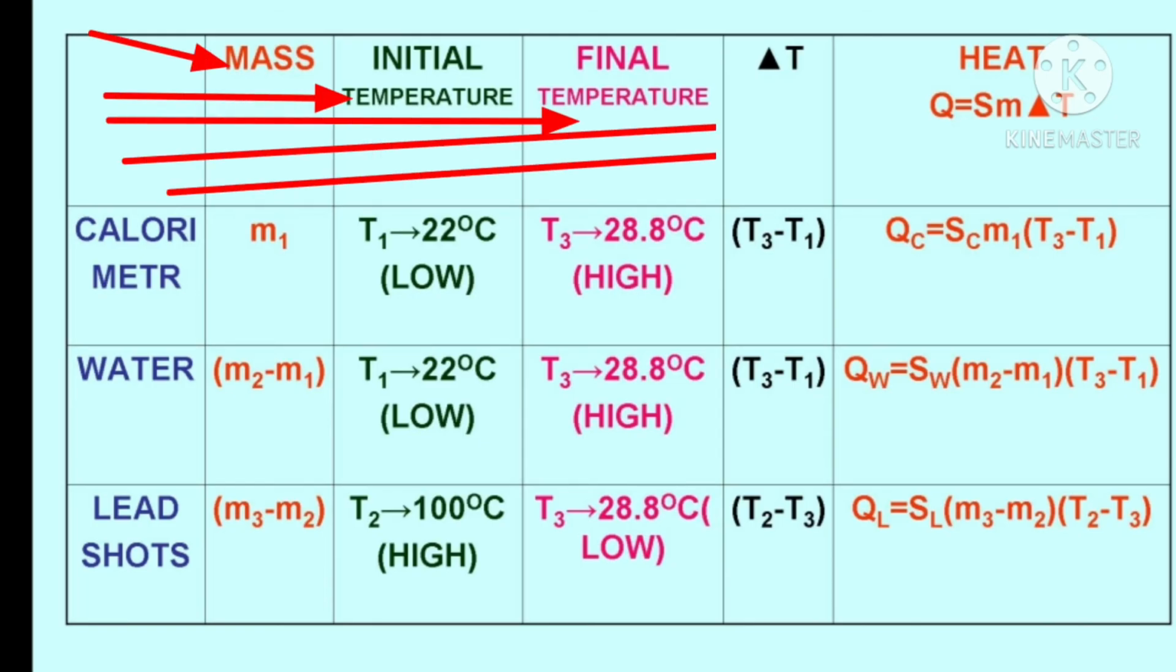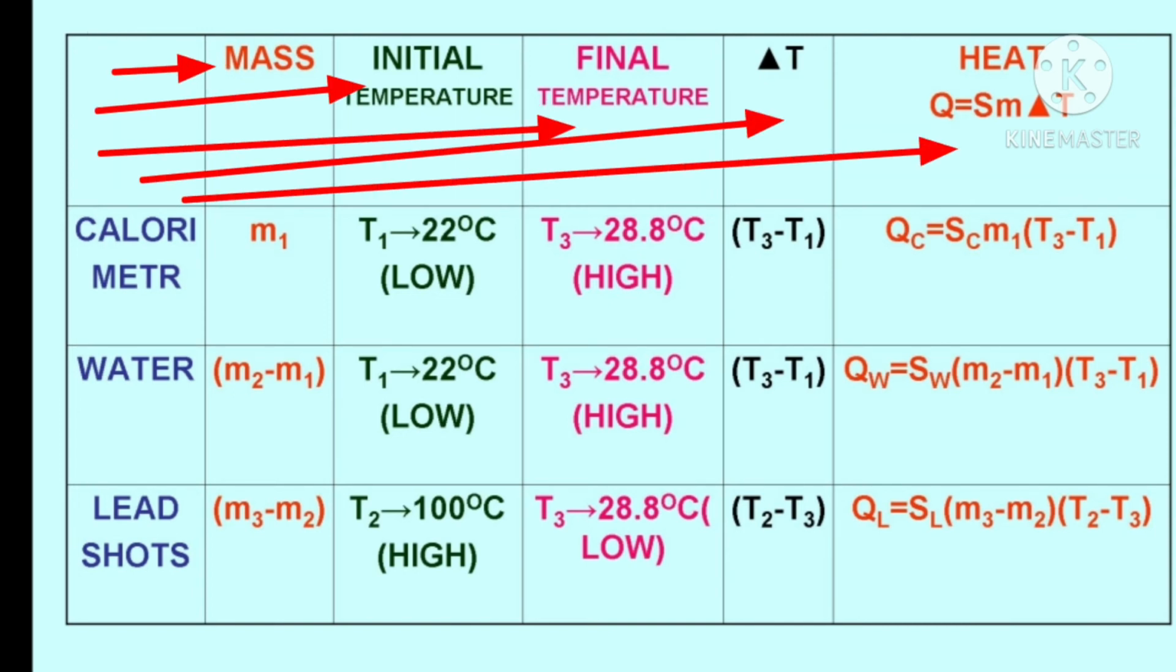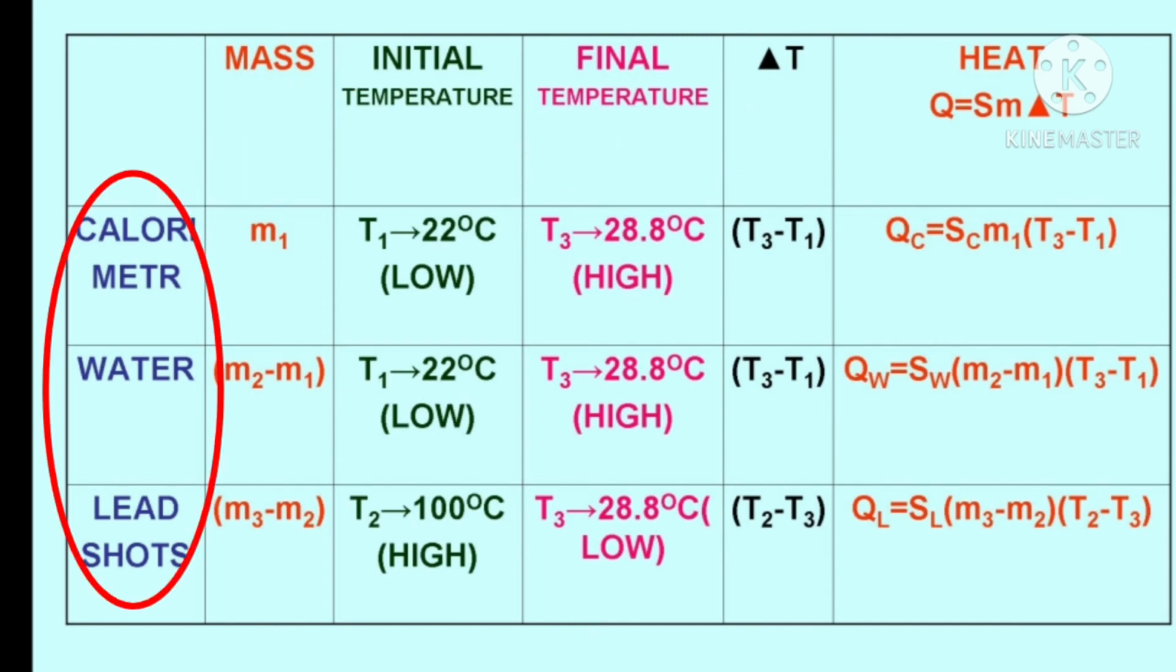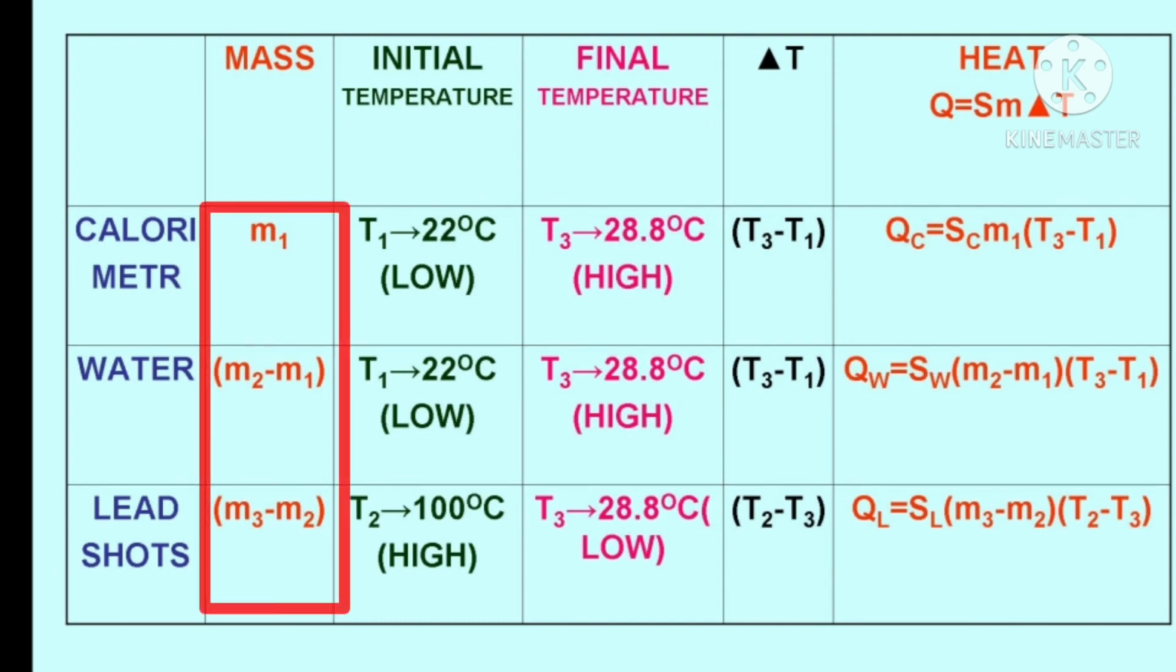Here I tabulated mass, initial temperature, final temperature, temperature difference and heat transfer of calorimeter, water, lead shots. Here the masses of calorimeter, water, lead shots are M1, M2 minus M1, M3 minus M2.